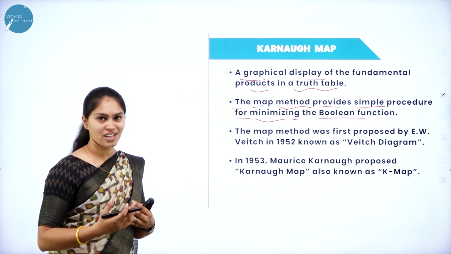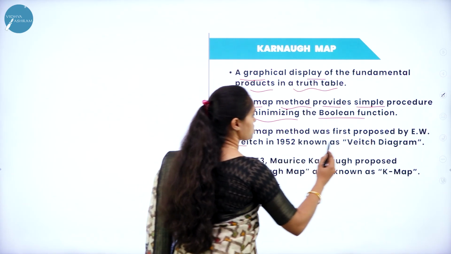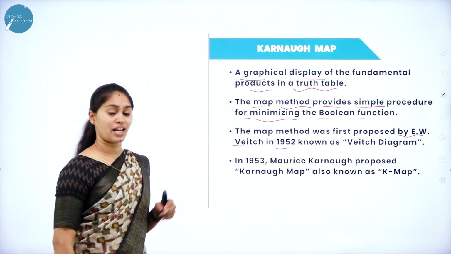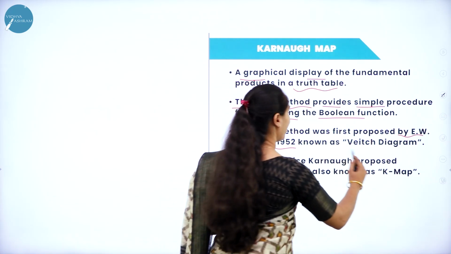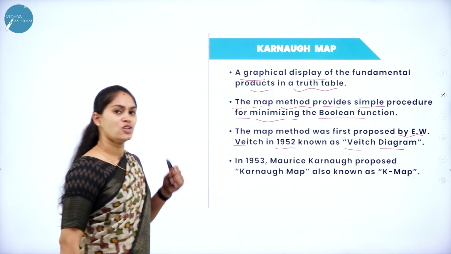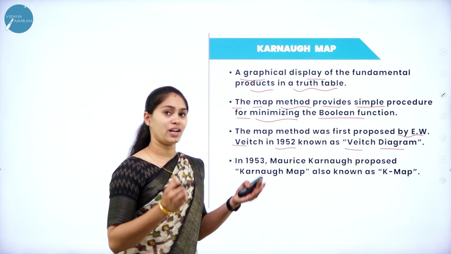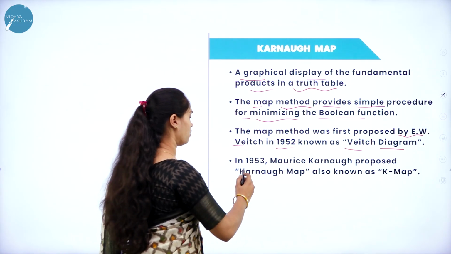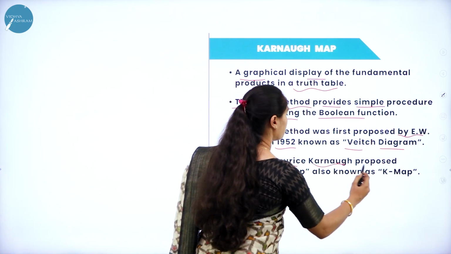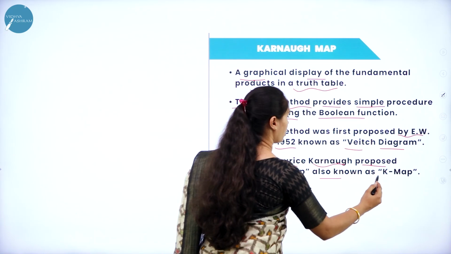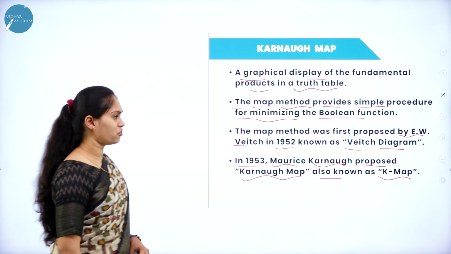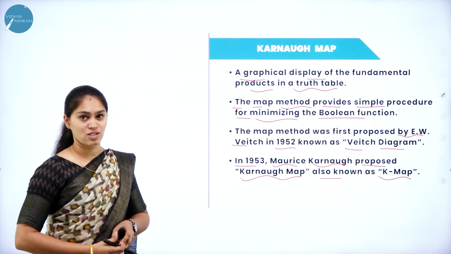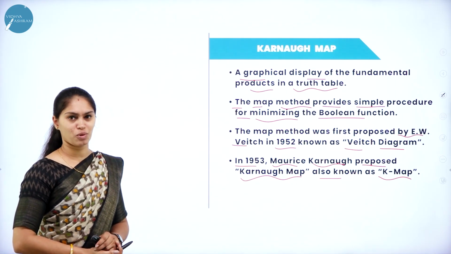Then who invented this? It was proposed by E.W. Veitch in the year 1952. That's why it is also considered as the Veitch diagram. So there might be a question: what is another name for the K-map or Karnaugh map? That is the Veitch diagram. In 1953, Maurice Karnaugh proposed the Karnaugh maps, also known as K-maps. With the help of all these things, we are going to simplify the Boolean expression, and that will also reduce the complexity of this Boolean expression.